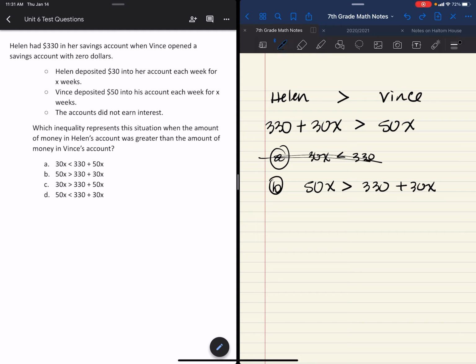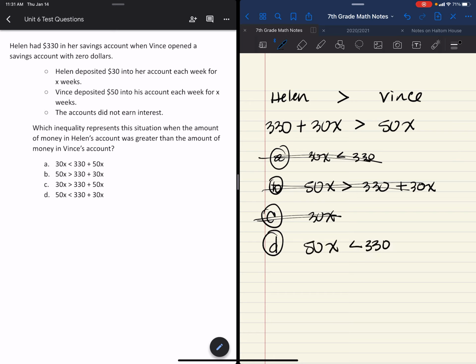So, can't be B. C, we have 30x, again, by itself, which means it can't be C, because we know that the 30x goes with the 330. Because Helen's account has to represent the beginning balance plus the $30 each week, which clearly only leaves us with the answer choice D, but let's make sure.